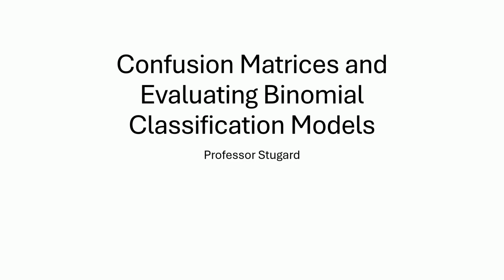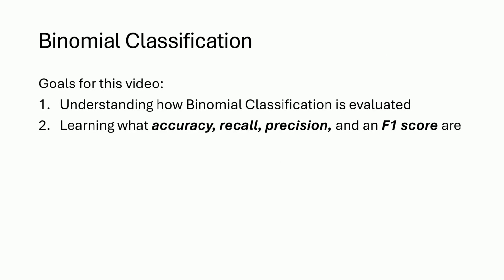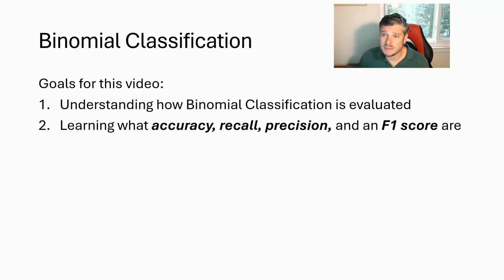Hi, this is Professor Stugard, and in this video we're going to talk about confusion matrices and how they relate to evaluating our binomial classification models. So in this video we're going to talk about a few things. First of all, we're going to review how binomial classifiers work, and then we're also going to talk about how we evaluate how well our classifiers work by talking about accuracy, recall, precision, and what an F-score is.